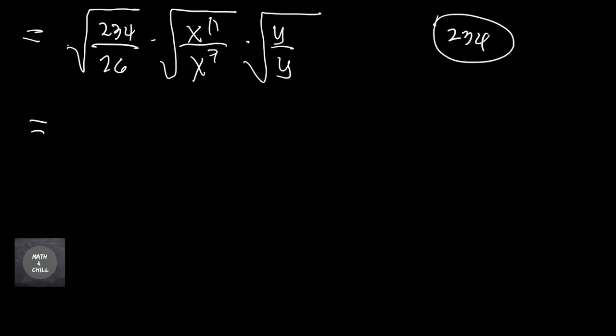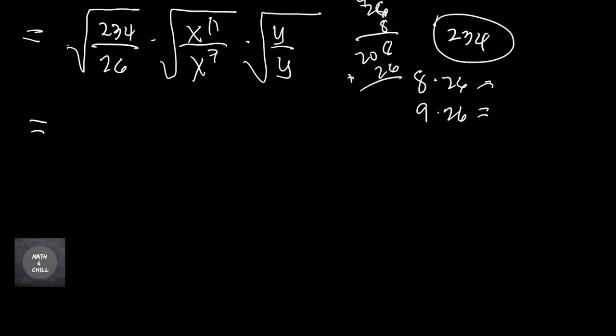Let's say, 26, butangan nato og 8. 8 times 26, ilan na siya? 8 times 26: 6 times 8 is 48, plus 16, is 208. So, dili siya. So, i-increase nato og 1. Butangan nato og 9. 9 times 26 is equal to 234. Tama ba?